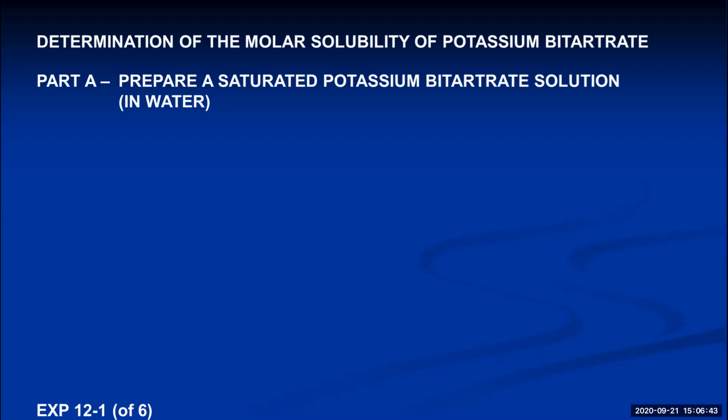We're going to measure out a specific amount of water. We're going to add a whole lot of potassium bitartrate to it, and we're going to stir it up, and it's going to dissolve. But all of the potassium bitartrate won't dissolve because we've actually put more solid into the solution than it's capable of dissolving. So we're going to reach a saturated point, and therefore you're going to see some solid potassium bitartrate at the bottom of the container and a clear solution above it.